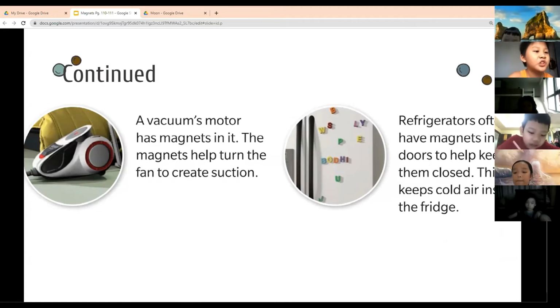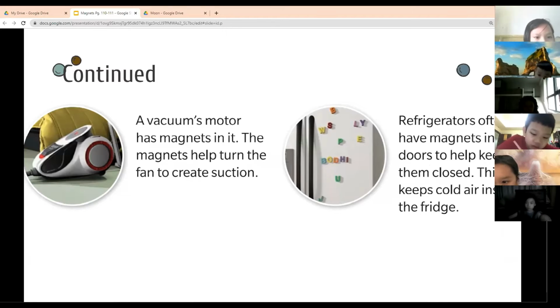A vacuum motor has magnets in it. The magnets turn the fan to create great suction. So the vacuum motor actually uses magnets. Very cool. And Scart, what did you find in your home that was a magnet?